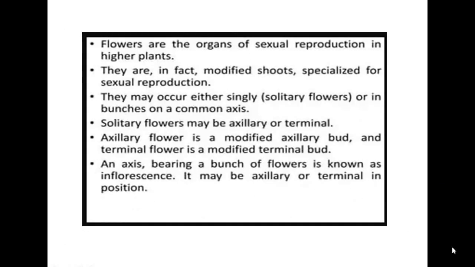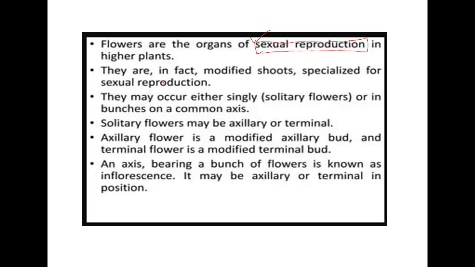Here. First, let's discuss something about flowers. We already know that flowers are the reproductive part of the plants, and these are modified shoots. Flowers are the organs of sexual reproduction. Plants show two kinds of reproduction: one is sexual, the other is asexual. Sexual reproduction occurs in plants by the process of pollination.